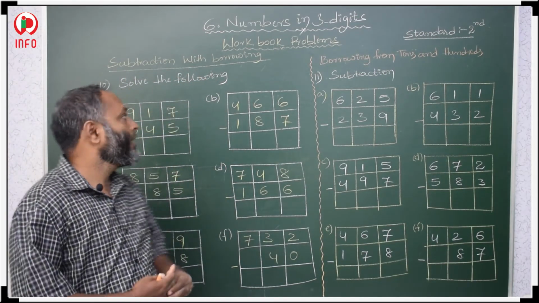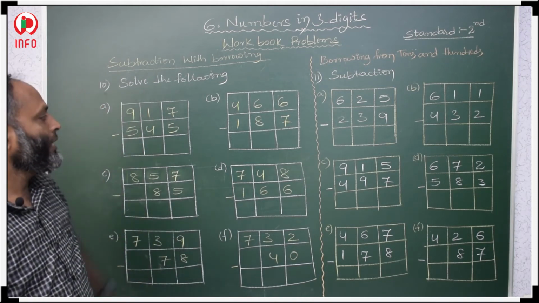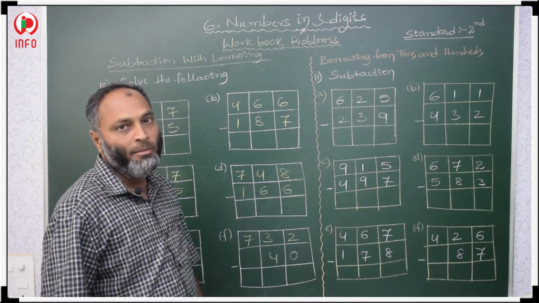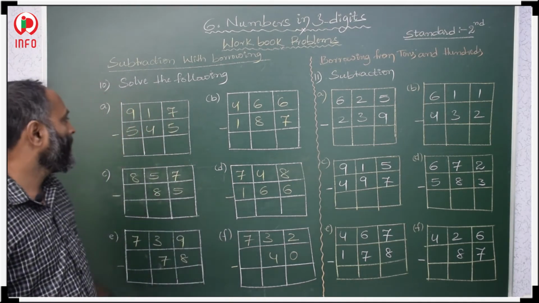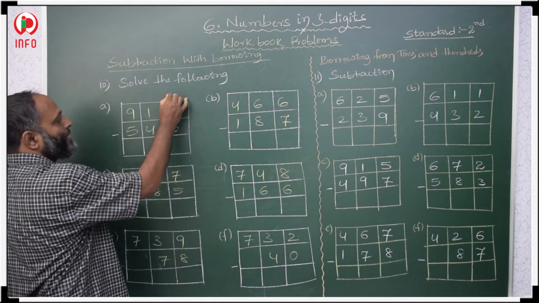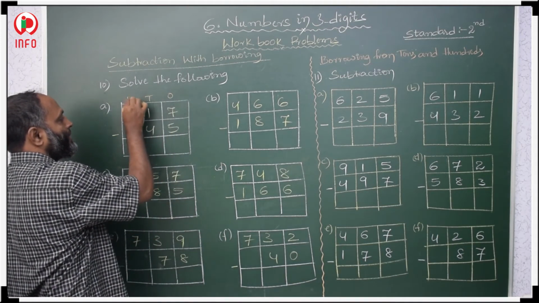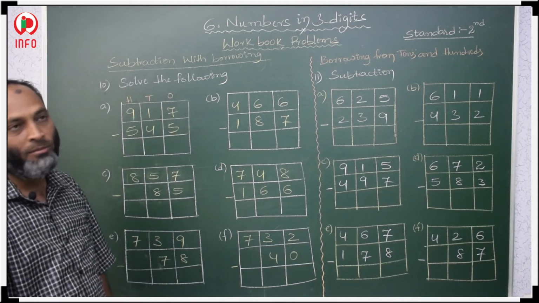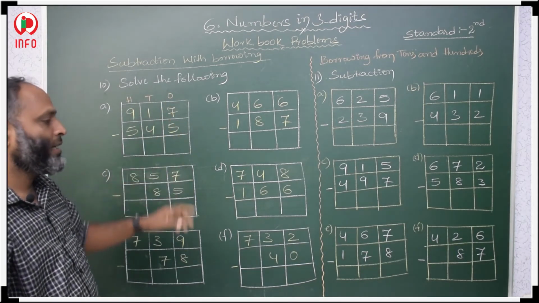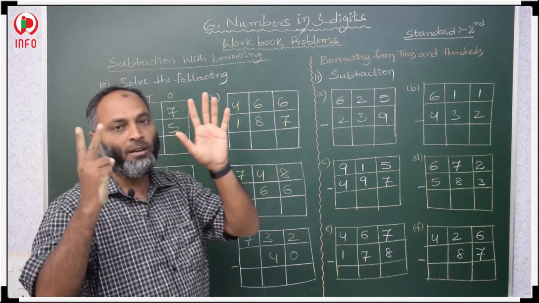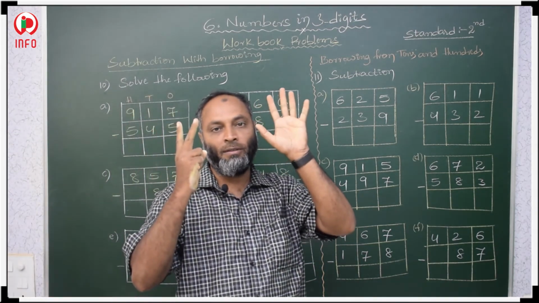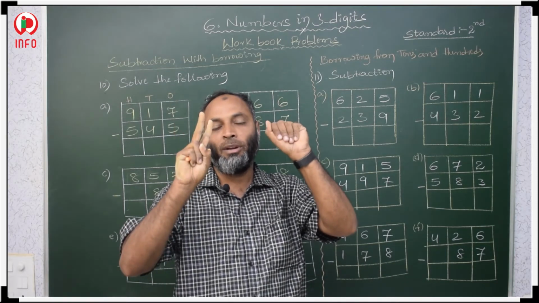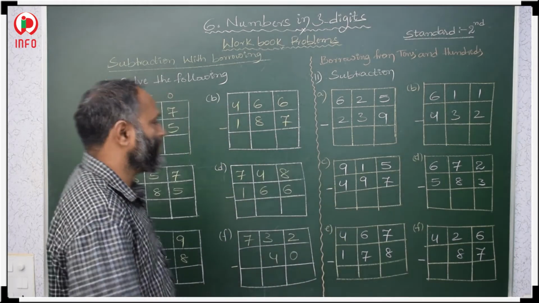With borrowing, first question, solve the following. So, these are all minus, so we have to do subtraction in all. By taking borrowing, first one: this is the 1's place, this is the 10's place, and this is the 100's place. So, first of all, we take the 1's column. In the 1's column, 7 and 5 are there. 7 minus 5. If we make 7 minus 5, how many are left? 2 left. 7 minus 5 is 2.